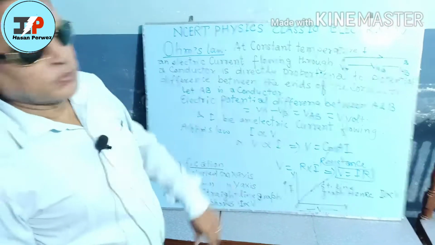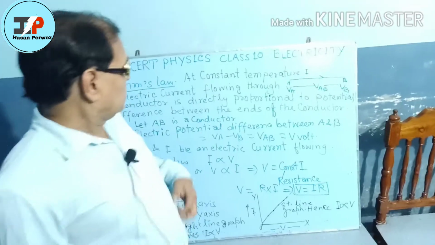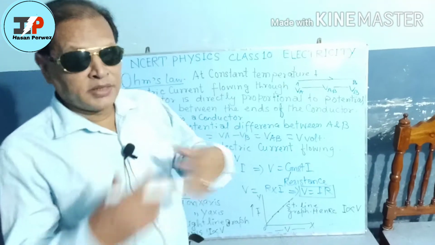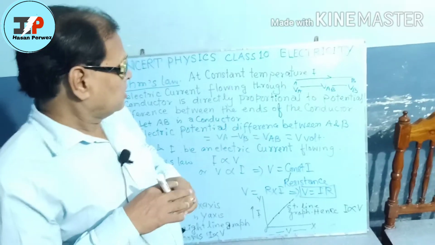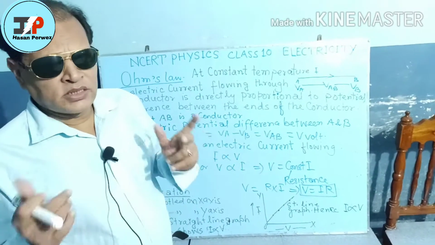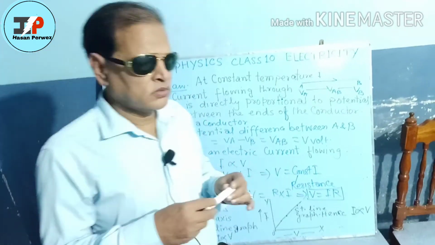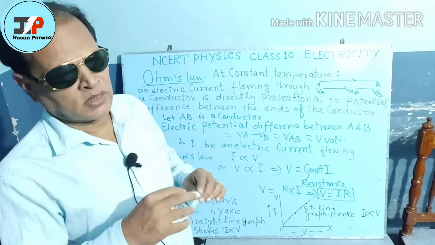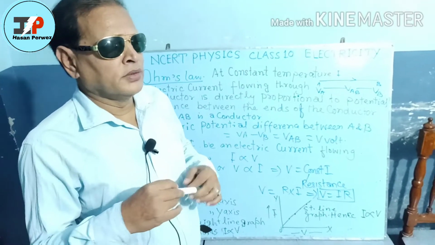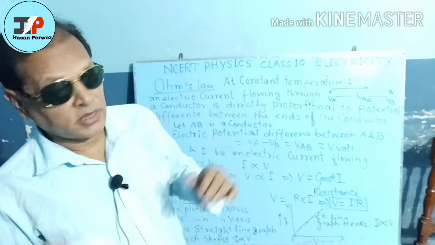Now let us see Ohm's law. What is Ohm's law? ओम का नियम इज साइंटिस्ट, उसने क्या नियम दिया है उसके बारे में हमको जानना है. As we know that resistance of a conductor depends on 4 things. First, length of the conductor, cross-sectional area of the conductor, temperature of the conductor, and nature of material of the conductor.